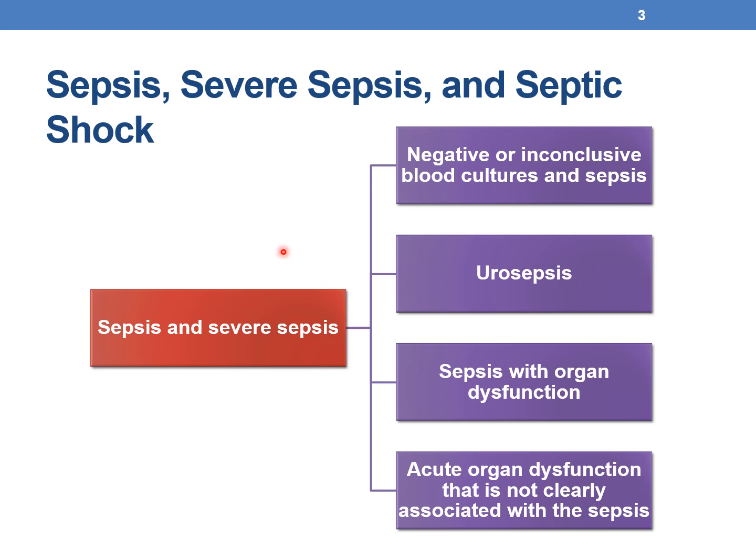Now coming to sepsis and severe sepsis, we will be discussing what should be coded for negative and inconclusive blood cultures of sepsis, for urosepsis, sepsis with organ dysfunction, and acute organ dysfunction that is not clearly associated with sepsis.